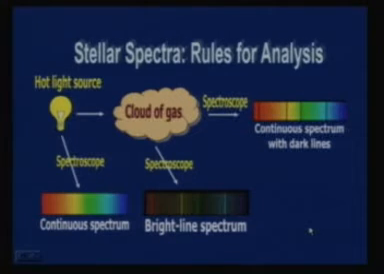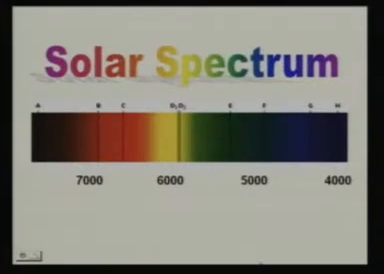The temperature of the gas cloud is slightly lower than that of the source. If it is not lower, then it will not produce the absorption lines. So it has to be lower. As an example, you see the solar spectrum. You see it's a bright, colorful background, and on that background you see important dark lines. This is called Fraunhofer spectrum.